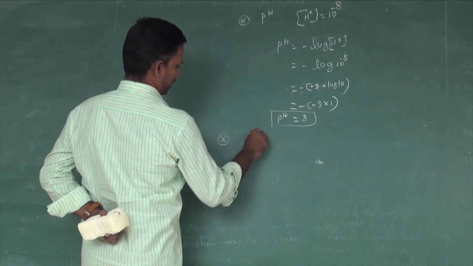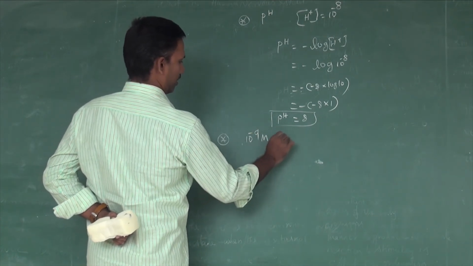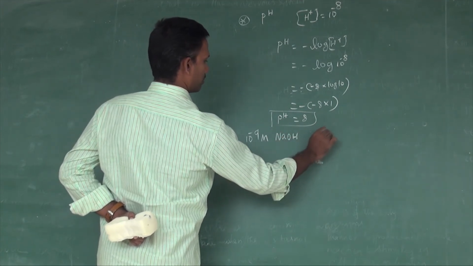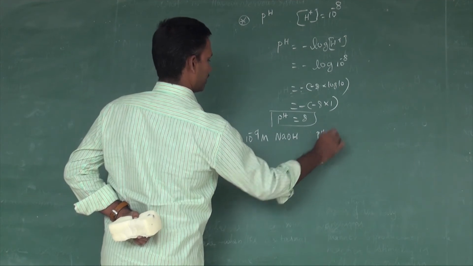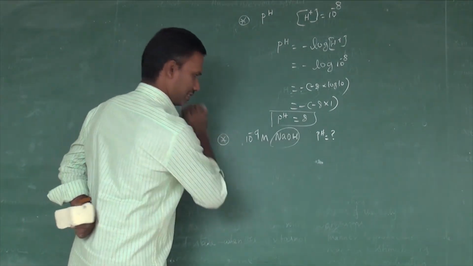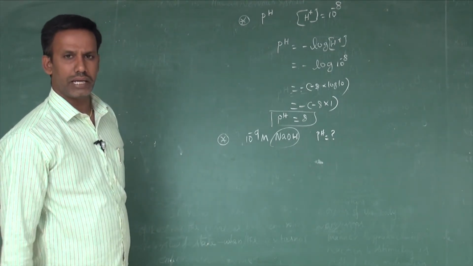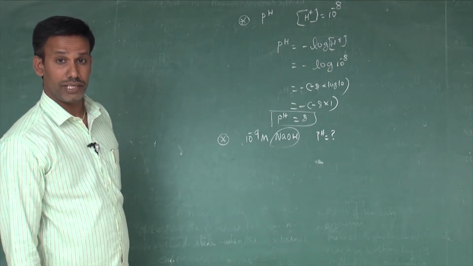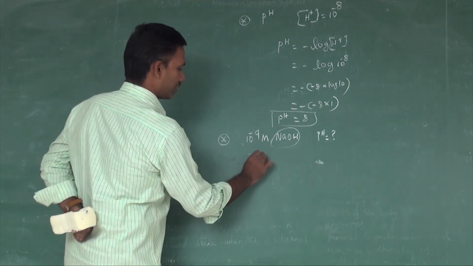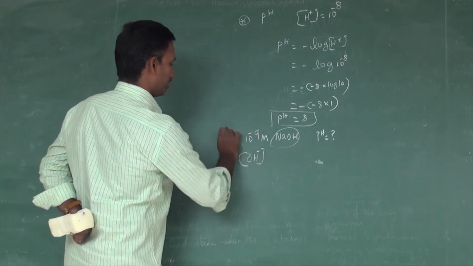10 power minus 9 molar concentration of NaOH. What is the pH? The question is like this. See, look here. They have given the name of the substance, NaOH. NaOH is a base. So what is the concentration? OH minus ion concentration. This is another model.